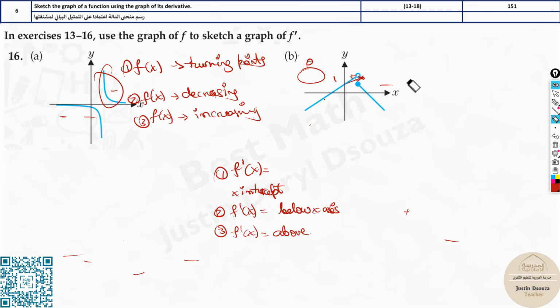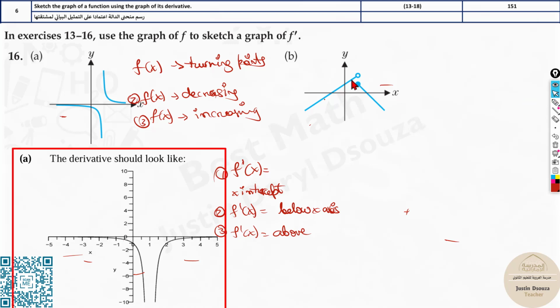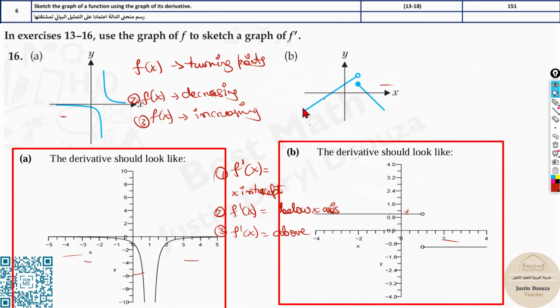Now what about these two graphs? Same thing again. You can see there's no turning point here, there's no turning point here, but it'll be two straight lines on the right. Why? Because this one is increasing, so it's above, it's at 1, and this one is decreasing, so it's below the axis. This is a hole, this is supposed to be a point here, okay, this is a point.